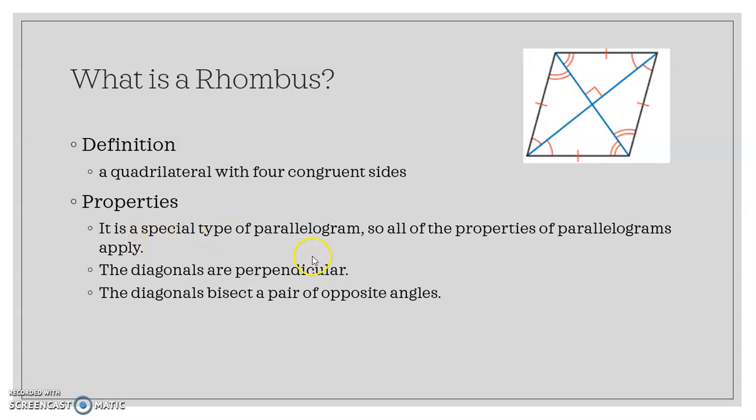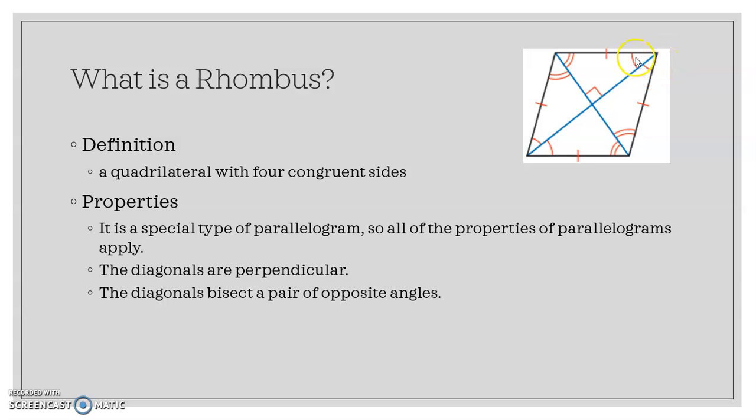Next, it is also a special type of parallelogram. So again, all of those parallelogram properties apply. So that's why we wrote them down at the beginning, because they apply to everything. Now, the diagonals, these blue lines are the diagonals, and they are perpendicular. They're not equal, but they are perpendicular. They meet at a 90-degree angle.